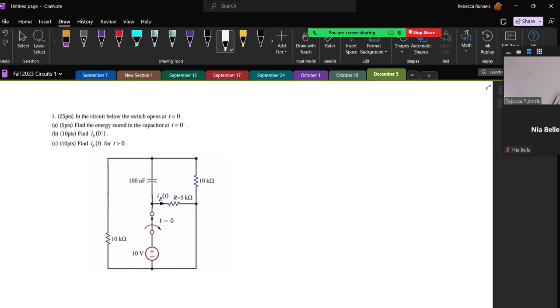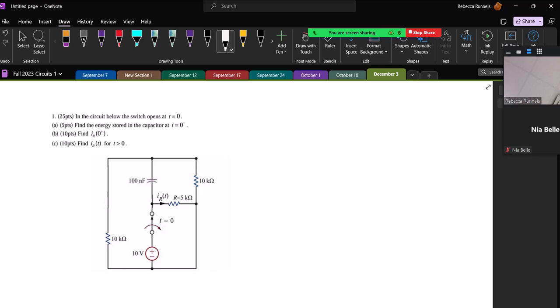So this first one, we have a capacitor and we have switch action. This is a topic from your last test, but you obviously have to remember everything from previously as well. The first thing says to find the energy stored in the capacitor at t equals 0 minus. I had mentioned in the review for the last test that one thing you will always have to do with these problems is to look at the circuit at 0 minus and see the conditions at 0 minus.